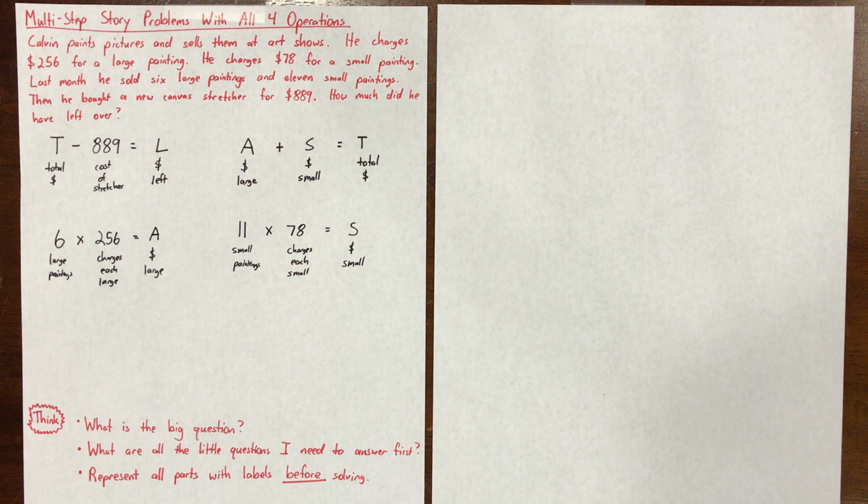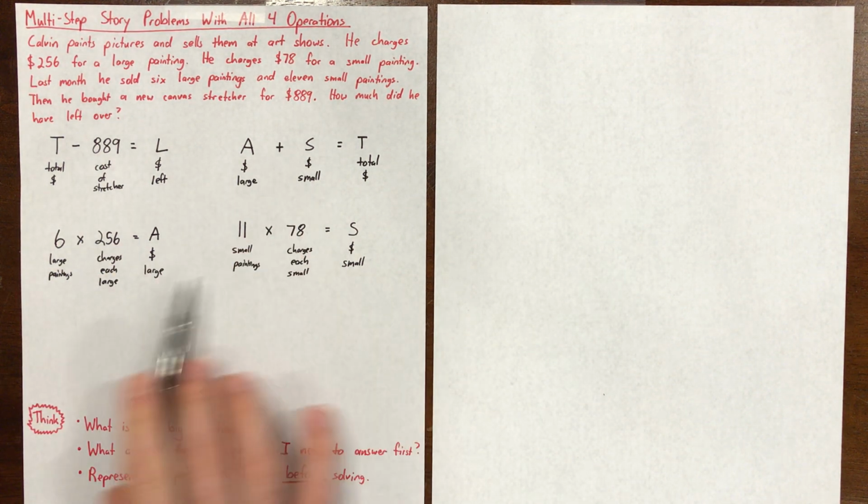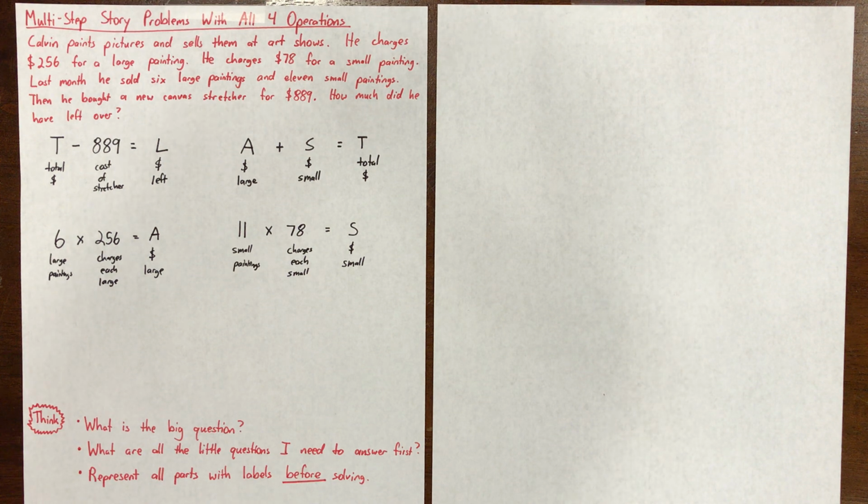Awesome. So how were we able to figure out what the big and the little questions were in this problem? Say it out loud. Right, the big question is what the problem is asking us to figure out. And the little questions are the questions that we have to answer first in order to answer the big question. Read this with me. What is the big question? And what are all the little questions I need to answer first? Those are key points that we've had before. We have them again today because they are so important.